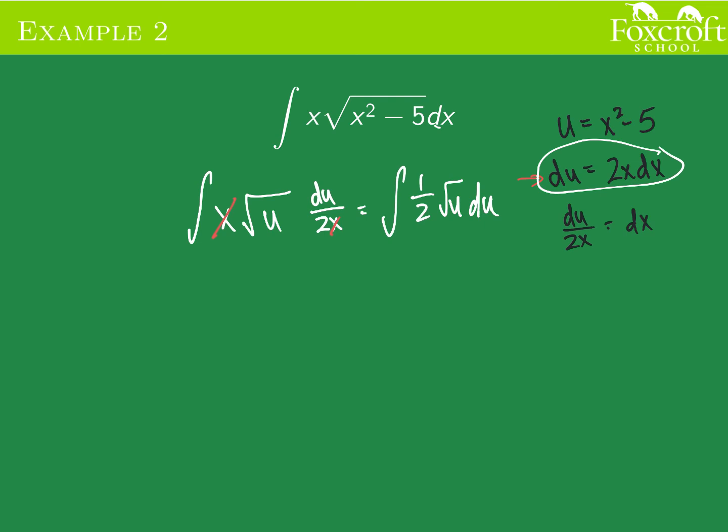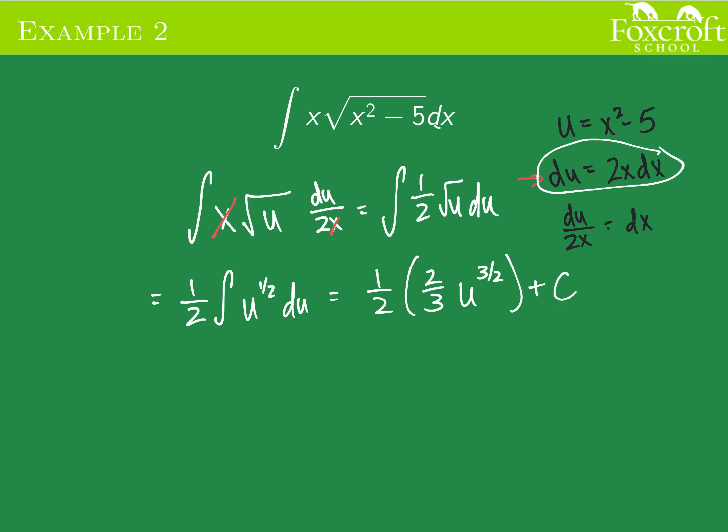But now we can rewrite this as u to the 1/2 du. Because whenever we're working with square roots and we're trying to integrate or differentiate, we want to write it as an exponent. We're going to add 1 to the exponent. Divide by the new exponent. Dividing by 3/2 is the same as multiplying by 2/3. And those 2's are going to cancel.